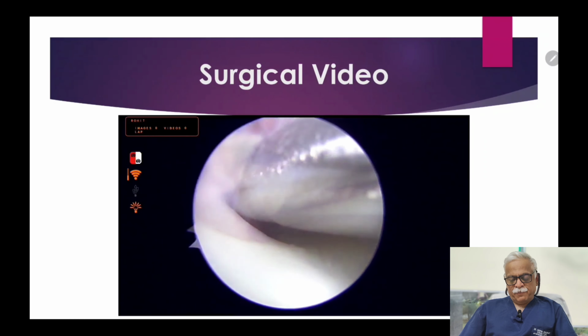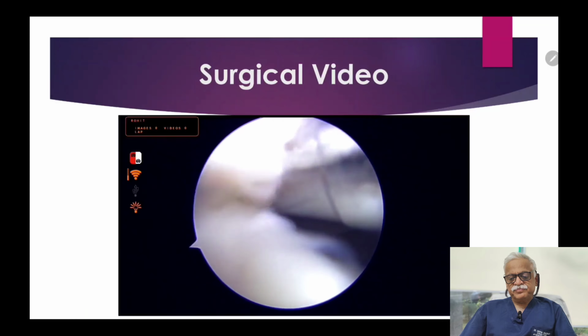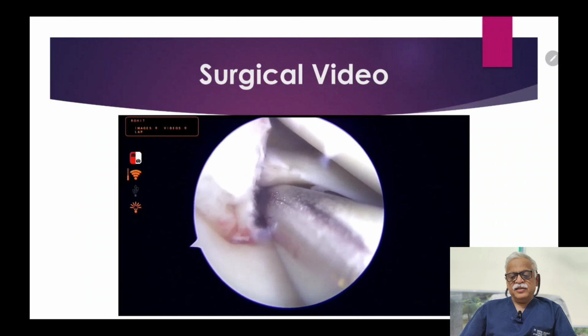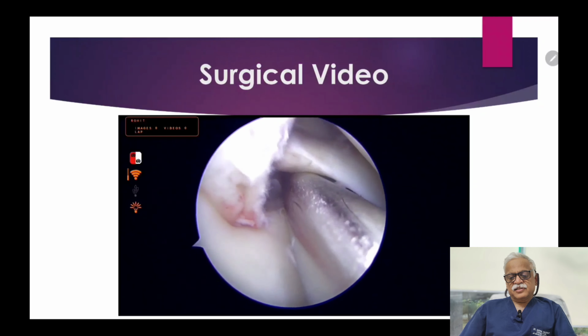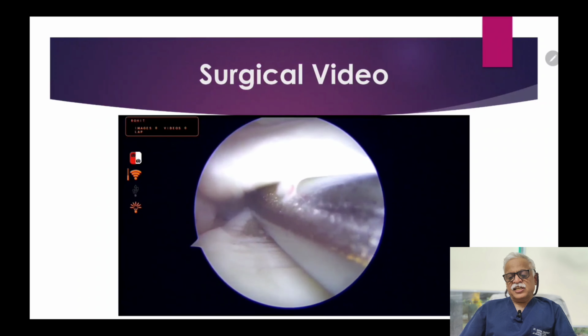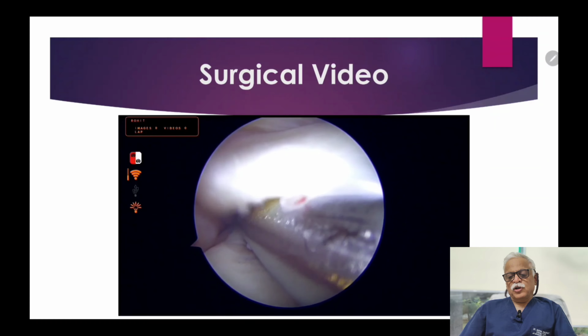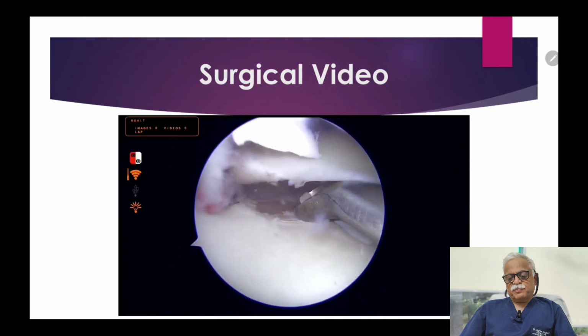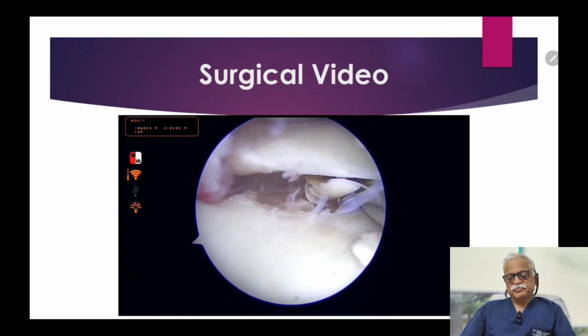So before repairing it, we clean the area, we prepare the bony bed where the meniscus has to be fixed with a combination of shaver and curette. The bony bed is prepared so that there is a bleeding surface which permits bone healing.